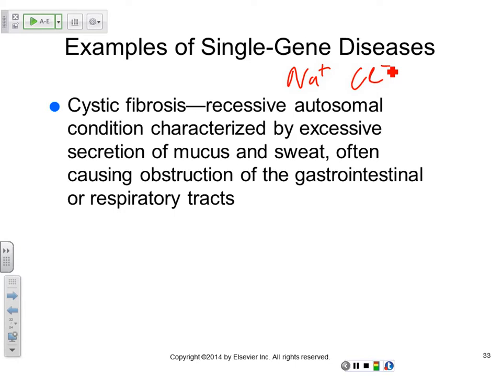And what happens is that exocrine glands will produce very thick fluids, like sweat glands, which are exocrine glands, and mucus. Cells that produce mucus in the respiratory system and the digestive system will produce very thick mucus, especially in the respiratory system, where it starts to clog up the respiratory system. All right, so that's cystic fibrosis. It's that transmembrane protein, the ion channel across the membrane.